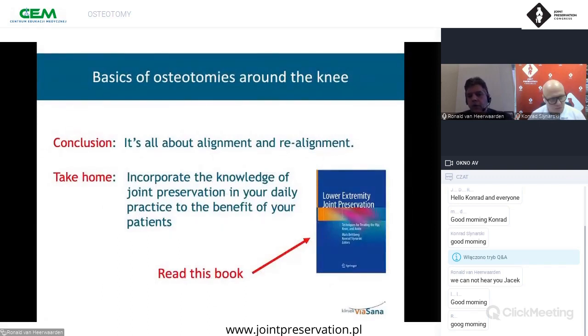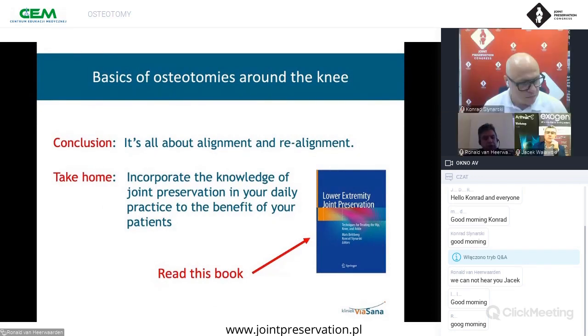Now, to come to a conclusion, and this is just on the basics of osteotomies, and I know about the other speakers' talks of today, so I will not go into all the different topics we can talk about, because they will all be dealt with by the other speakers. The conclusion is, it's all about alignment and realignment, and not only weight-bearing lines, but also joint line orientation. Take care of that. Take home message: incorporate the knowledge of joint preservation in your daily practice to the benefit of your patient, and definitely read this book.